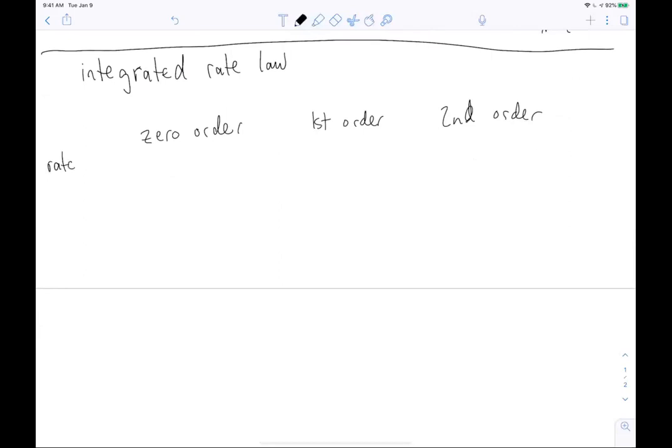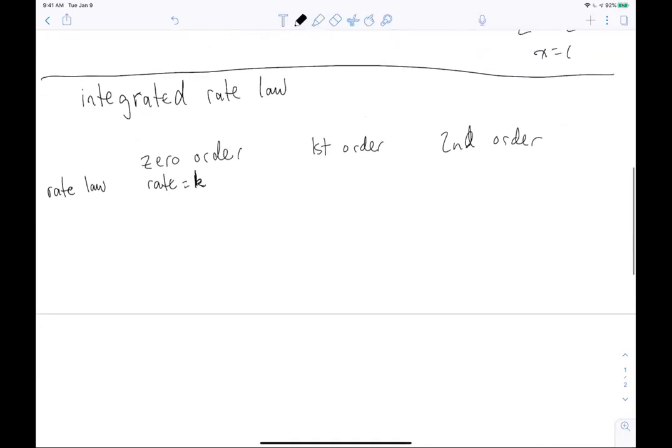But I'm going to start out just looking at these things in general. So you can write a rate law for what these look like. In a zero order reaction, the rate law is just going to be equal to the rate constant, K, and that's it. Remember, when we're looking at the rate law, we're typically looking at something like this. If it's zero order, that means X and Y are both equal to zero, so what that tells you is that the rate is not dependent on the concentration of either the product or the reactant. It's only dependent on whatever this rate constant is. So rate is just equal to K.